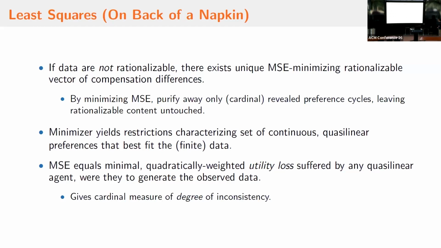The minimizer, the argmin from this least squares problem, yields a set of restrictions which characterizes the set here, because we have an infinite dimensional model with continuous quasi-linear preferences that best fit the finite data. And the mean squared error itself equals the minimal quadratically weighted utility loss suffered by any quasi-linear agent were they to accept the sequence of trades that we observed in the data.